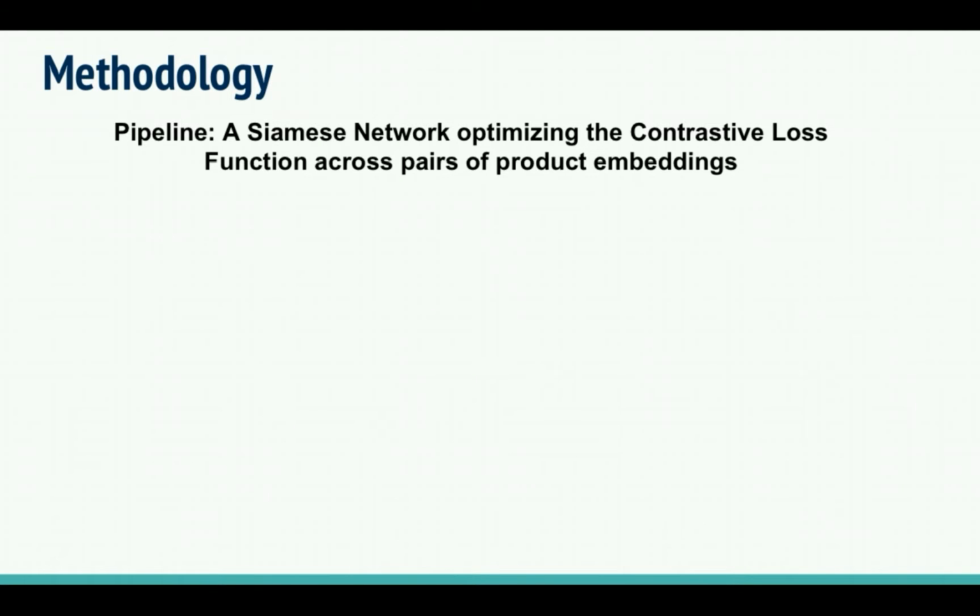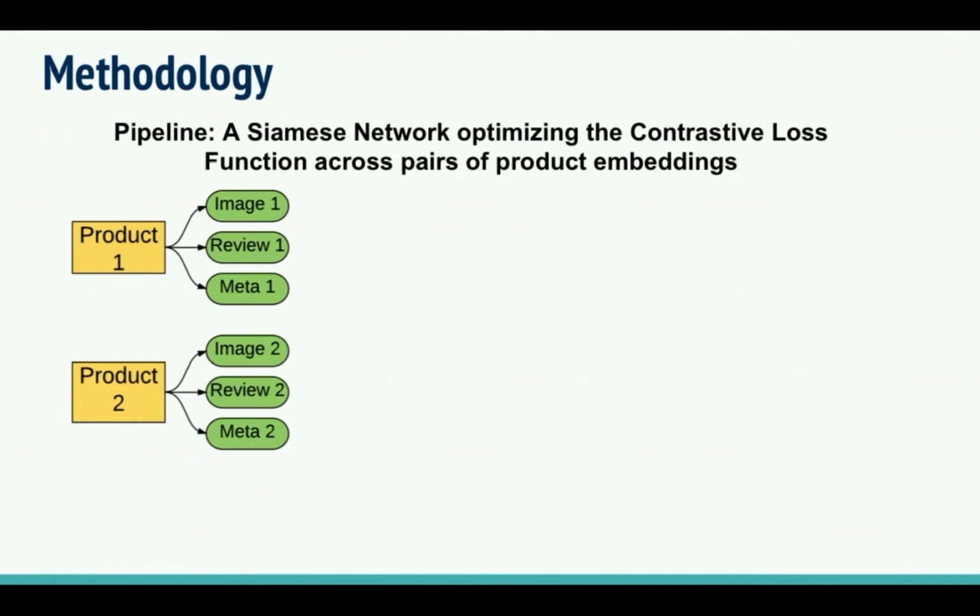Now I'm going to be describing our methodology. Our pipeline is a Siamese network that optimizes the contrastive loss function across a pair of product embeddings. Each of these terms I'm going to be describing in more detail in subsequent lectures, as well as our design choices. But for now, we have a broad overview.